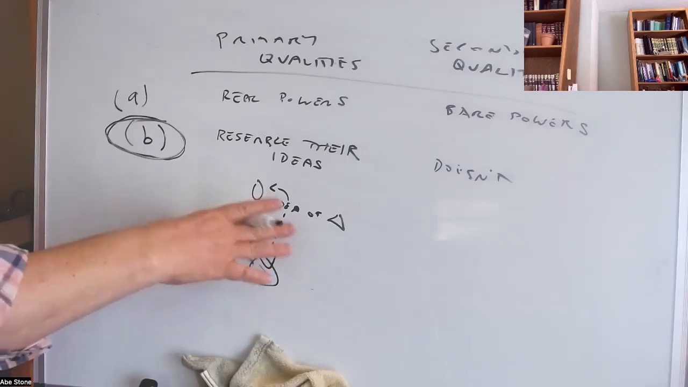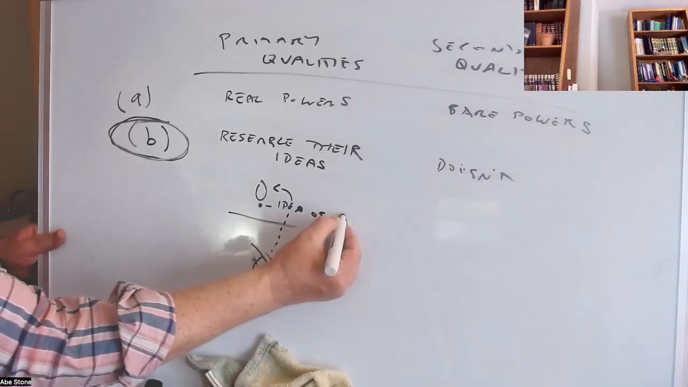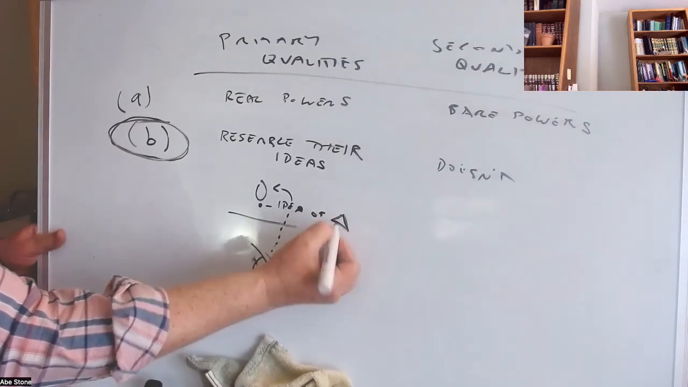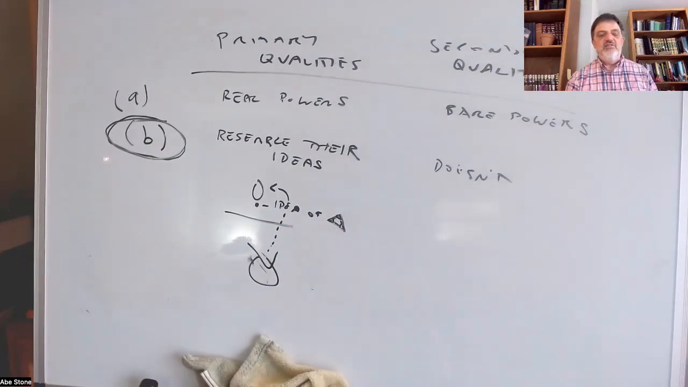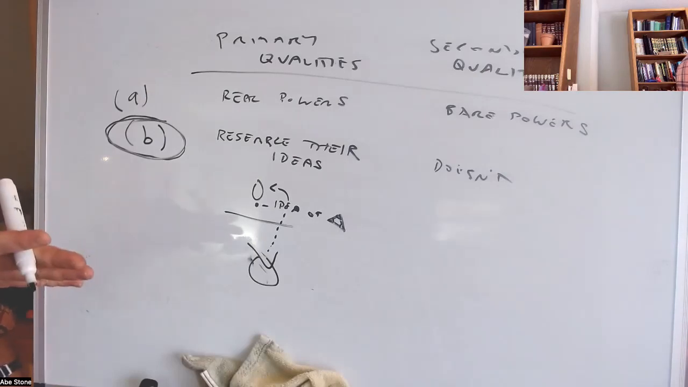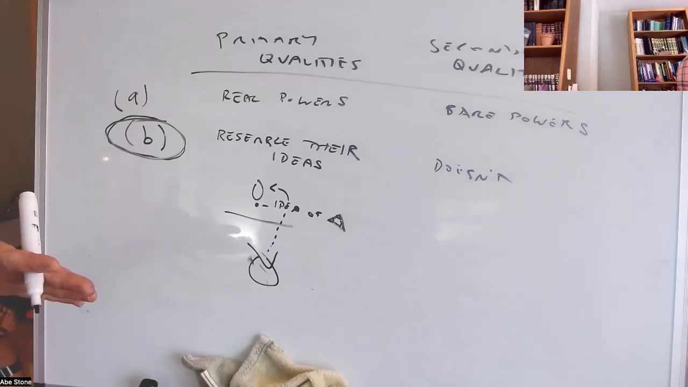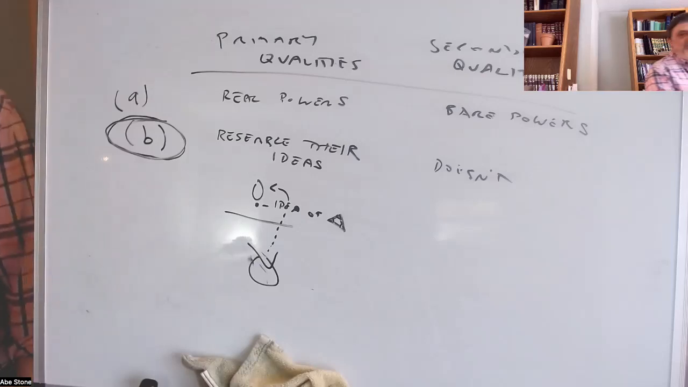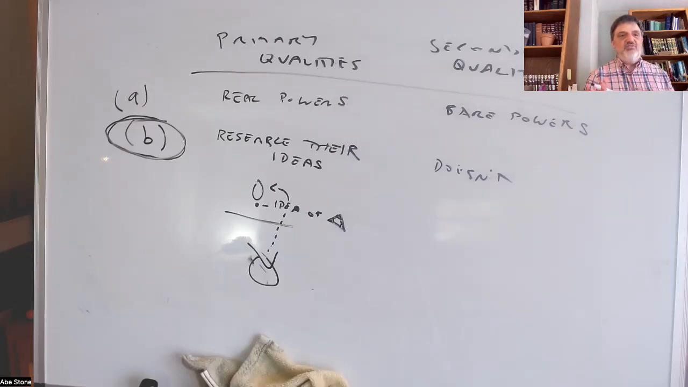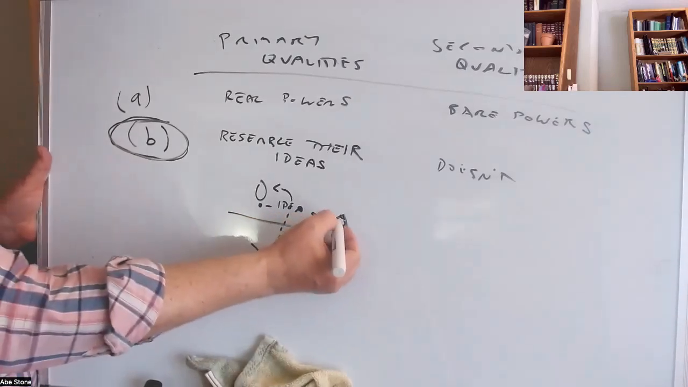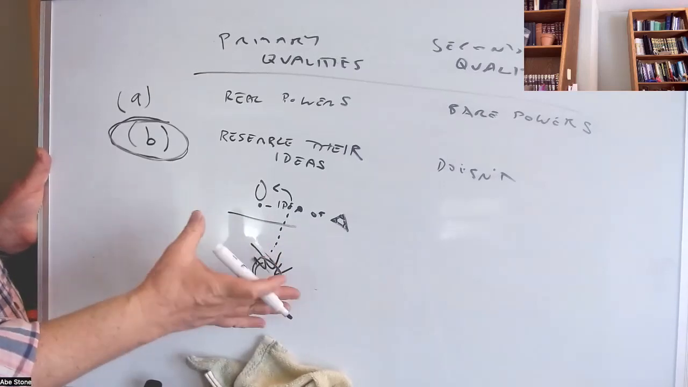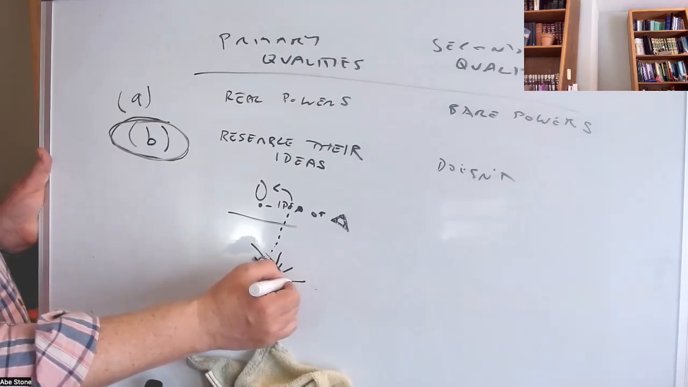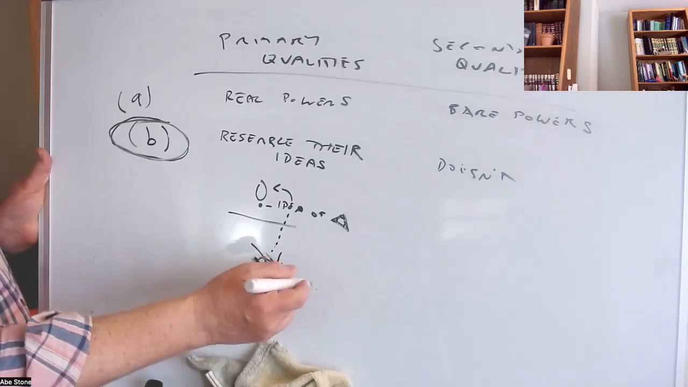For example, the sum of these two sides has to be greater than the third side, or the three internal angles have to be equal to two right angles. So when I know something has a triangular shape, I know it has one of the possible triangular shapes, and that involves this kind of necessary connection between ideas. So there's some resemblance between my idea of a triangular shape and some configuration of powers in the body, so to speak.